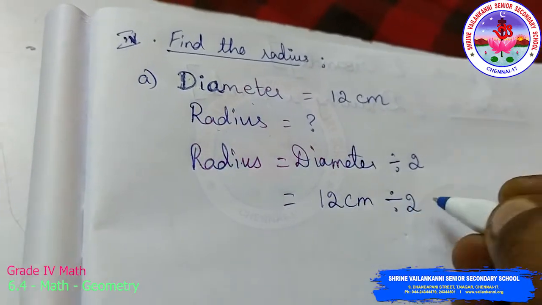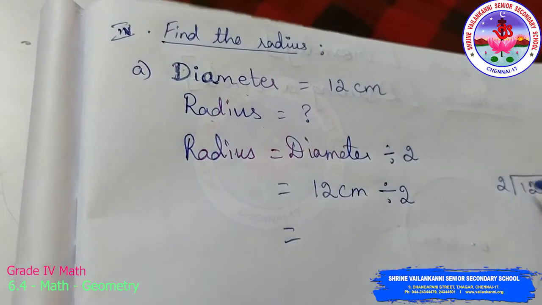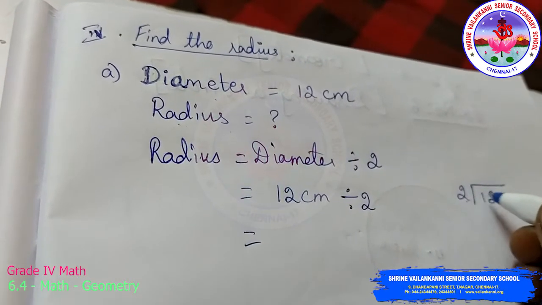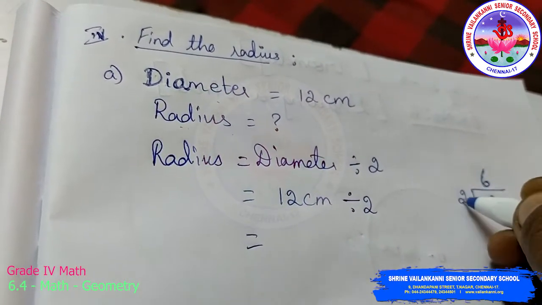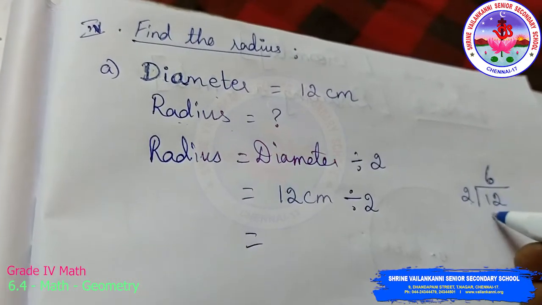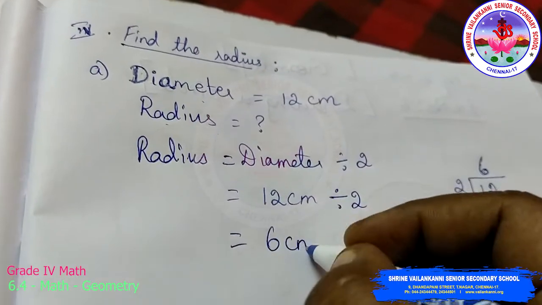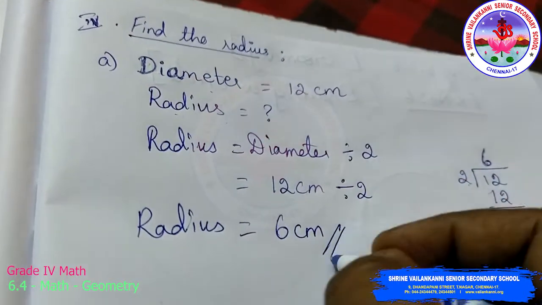Divided by 2. How many times will 2 come in 12? 6 times. 2 sixes are 12. So therefore radius is equal to 6 centimeters.